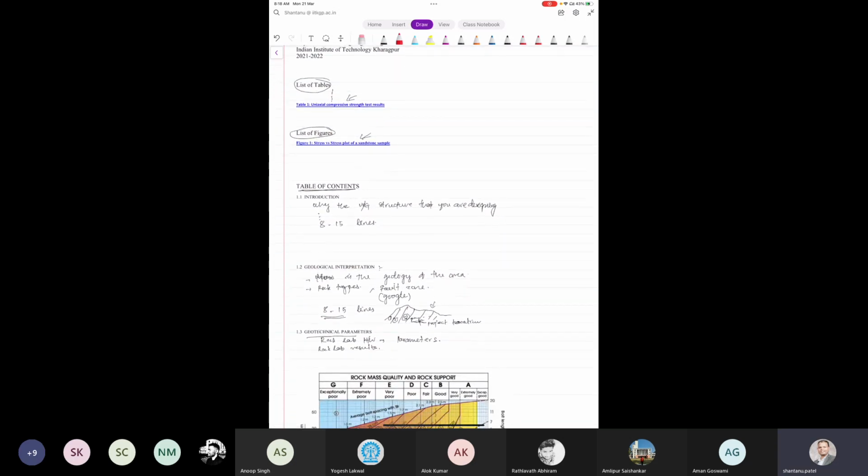In the introduction, there will be why, and the underground structure that you are designing, some 8 to 15 lines. Then geological interpretation: what is the geology in that area. Take an example and describe what the geological features are. In geotechnical parameters, part of this we have already done. As I was saying, let's say you are designing a tunnel passing through different types of rock A, B, C, D, E, and you are making this tunnel through these different types of rocks.